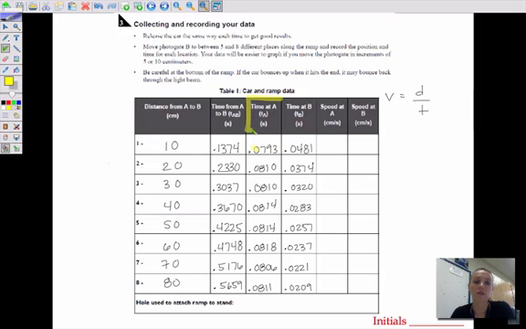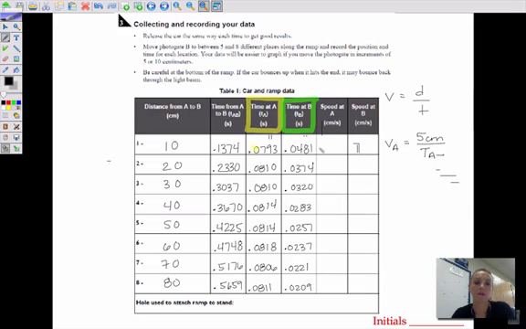But now, this is where we're going to use these really small decimal numbers to calculate the speed at A and the speed at B. So in order to calculate the speed at A, we're going to use 5 centimeters divided by the time at A.